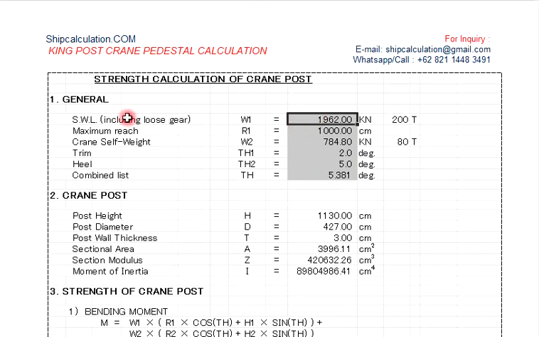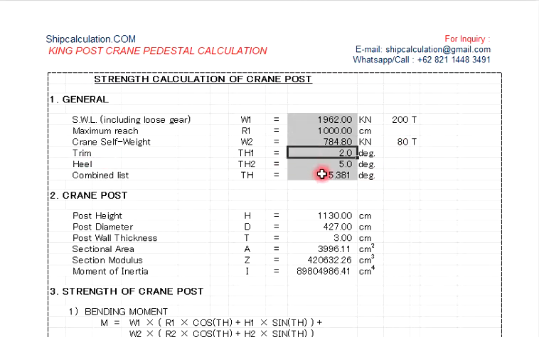Okay, so the safety working load including those gear is 1962 kilonewton, or this time is a 200 ton. So you just divide by 9.81. The maximum reach radius is 1000 centimeter, and then the crane weight is 784.80 kilonewton, or around 80 ton.